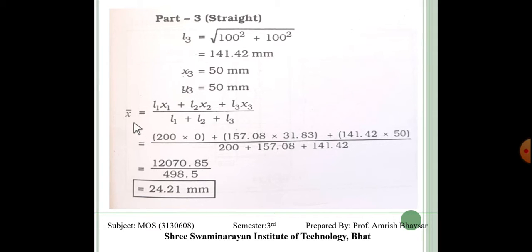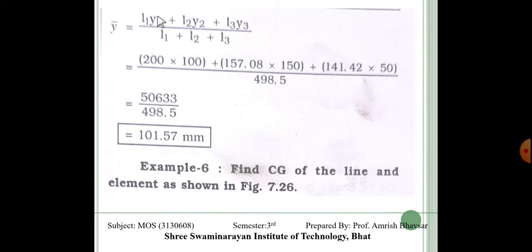So x bar is equal to L1 x1 plus L2 x2 plus L3 x3 upon L1 plus L2 plus L3. So we will get x bar is equal to 24.21 mm. Now y bar, L1 y1 plus L2 y2 plus L3 y3 upon L1 plus L2 plus L3. So we will get y bar is equal to 101.57. Clear everybody? Okay, good.